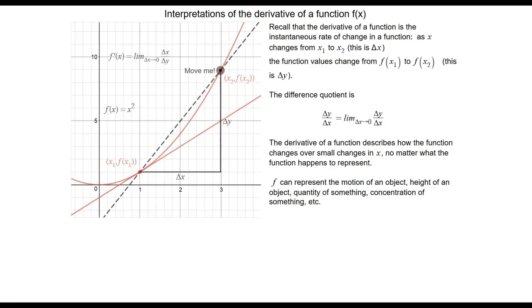So the interesting thing about the derivative of a function is it can have the same meaning no matter what the function or the application you're dealing with. So it's always the limit of that difference quotient. So it describes the change in function values relative to the small changes in x values, no matter what the function represents. So the function can represent the height of an object, or the position of an object, or the quantity of something being produced. It doesn't matter. The derivative is going to have that same instantaneous rate of change interpretation.